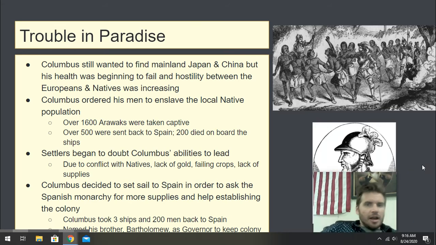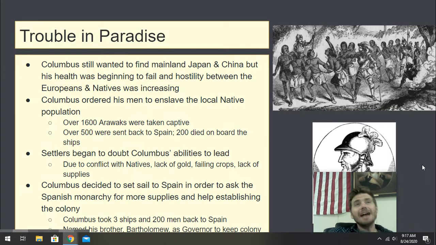So Columbus still wanted to find mainland Japan and China. Again, he had been sailing all through these islands that he thought were the Indies off the coast of Japan and China, but had still not found the mainland. He had found just small islands scattered throughout. But the problem is Columbus's health is beginning to decline, and the hostilities between the Europeans and the natives are beginning to increase.